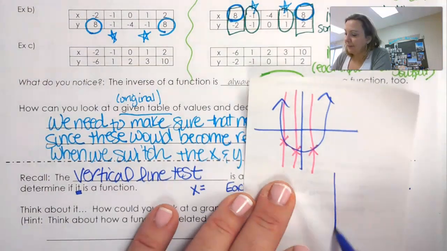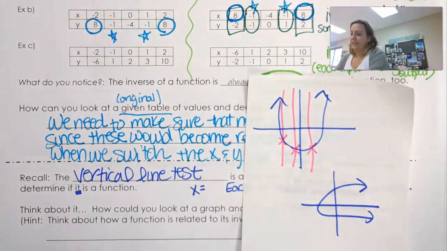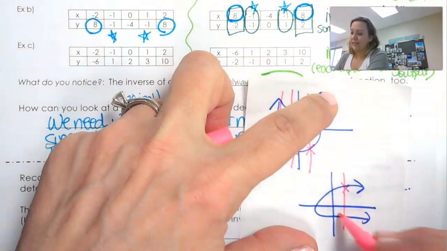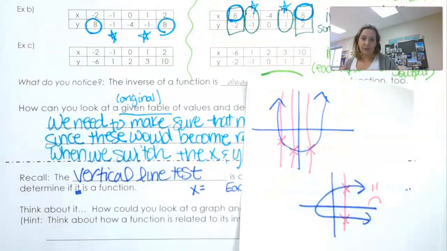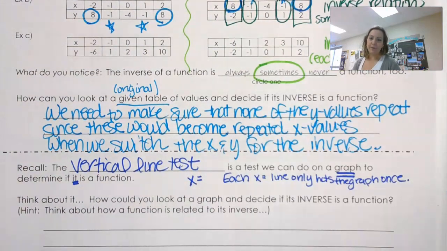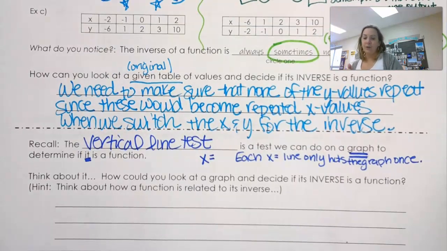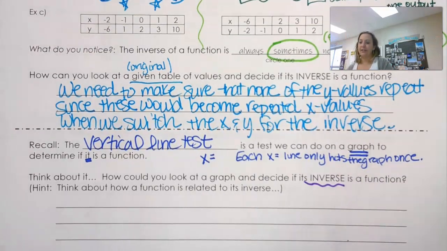But if I had something like this, notice here's a vertical line that hits twice, so that would not be a function, all right? So that's the vertical line test. Hopefully you remember that from Algebra 1. But now let's think about it. How could we look at a graph and determine if its inverse is a function?